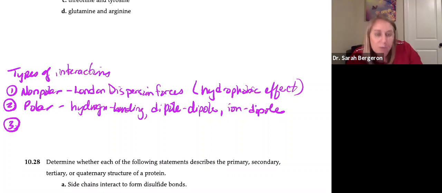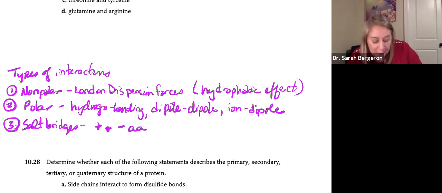Three, you could have salt bridges. Remember, salt bridges are always going to be where you have a positive and a negative amino acid side chain. So you would have something that's basic, that's positively charged, and something acidic that's negatively charged, right?